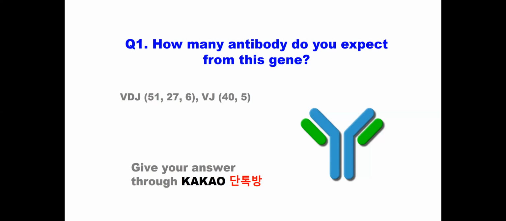Now here are two questions. One is, how many different antibodies can be generated by this person? The second question is, how many different genes does this person have for antibody generation?